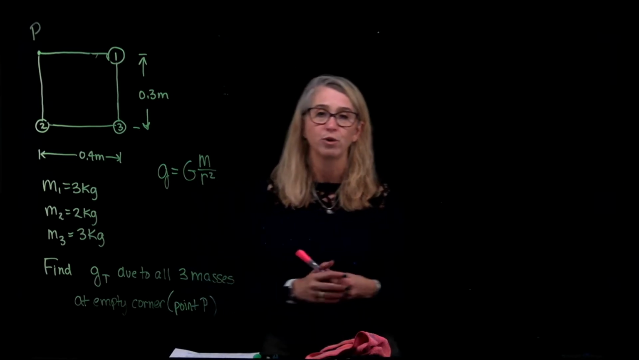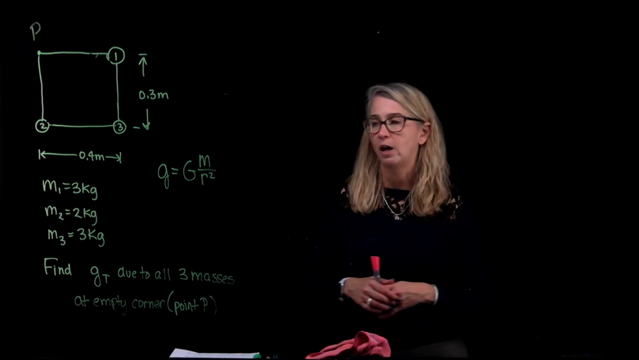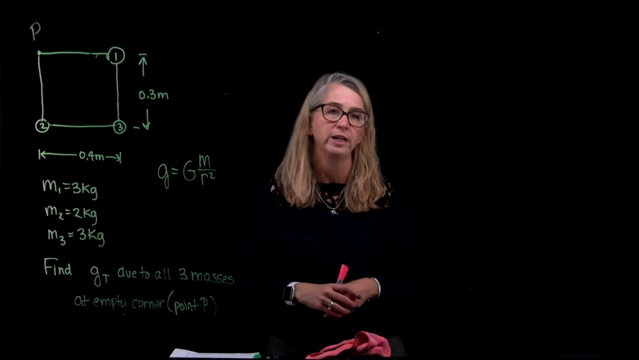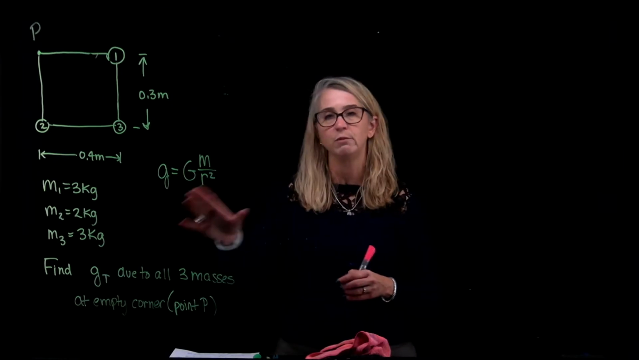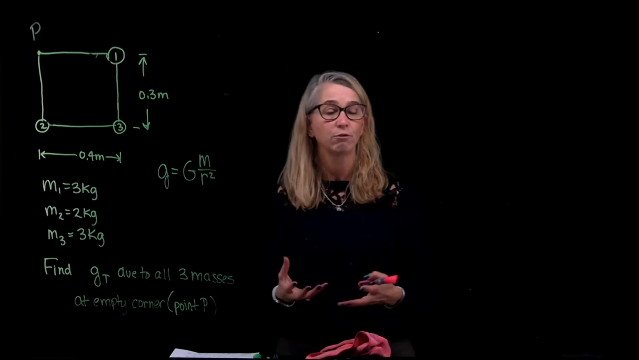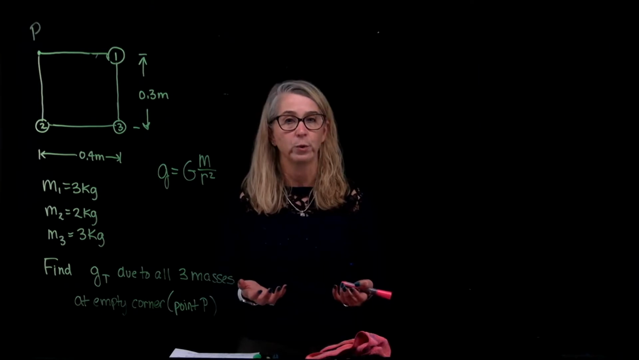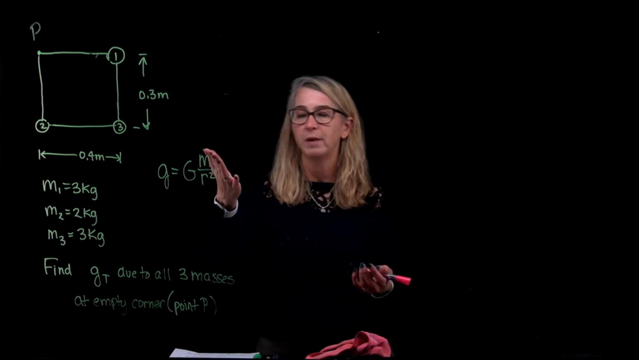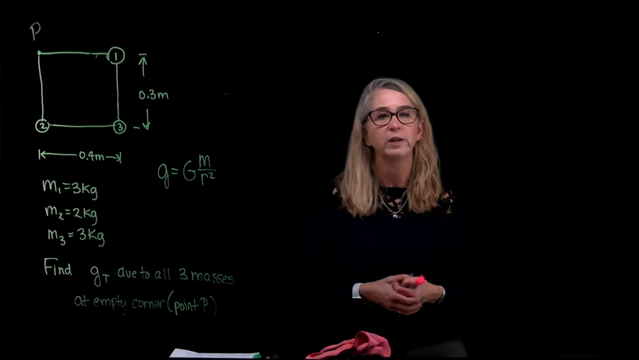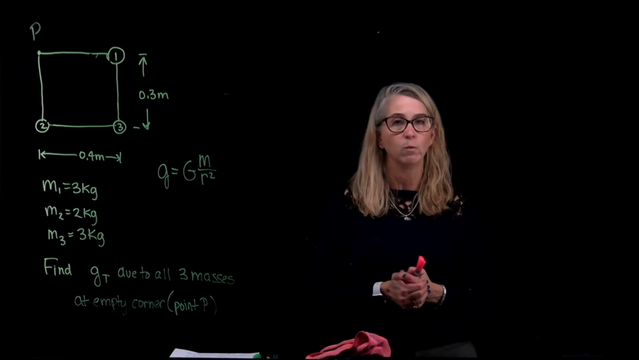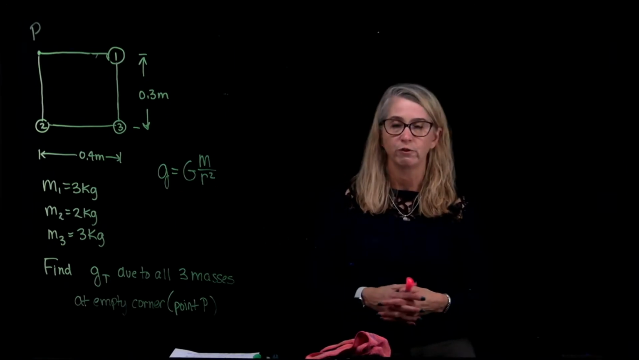So this expression for gravitational field, you might have noticed in your reading and in class, ends up being equivalent to the acceleration of gravity. So the units of g are meters per second squared. And if we used the mass of the Earth and the radius of the Earth, we would actually find that this was 9.81, which is the acceleration of gravity.